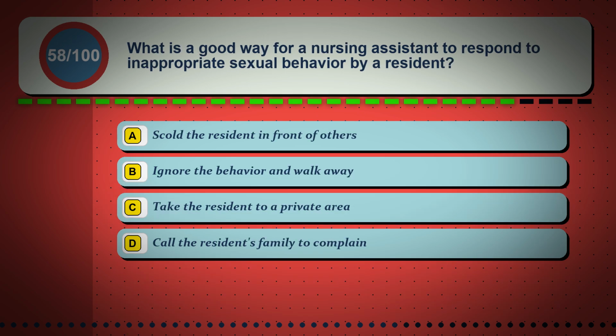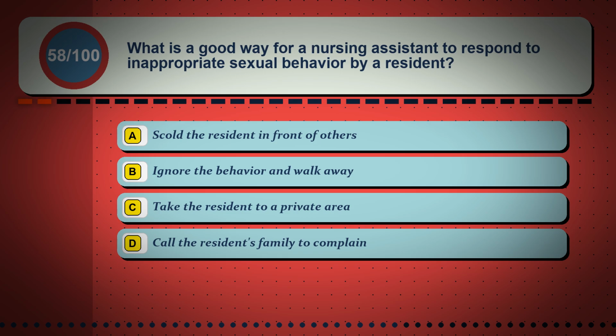Question 58. What is a good way for a nursing assistant to respond to inappropriate sexual behavior by a resident? Option A. Scold the resident in front of others. Option B. Ignore the behavior and walk away. Option C. Take the resident to a private area. Option D. Call the resident's family to complain.